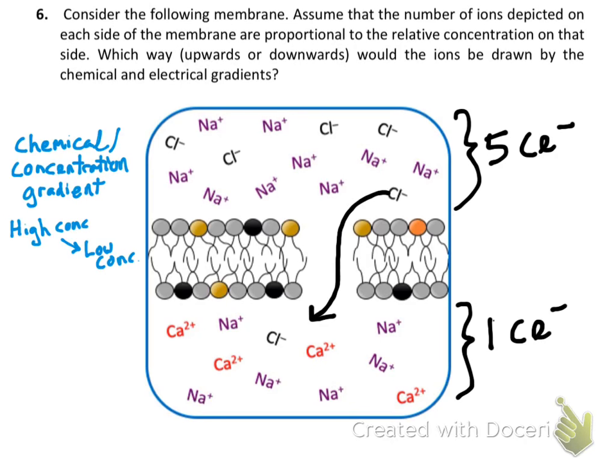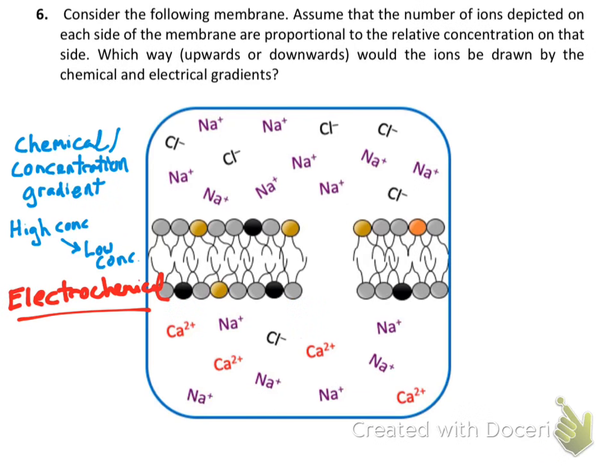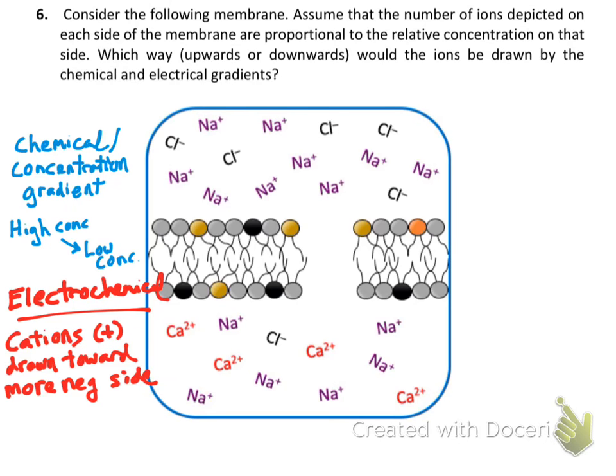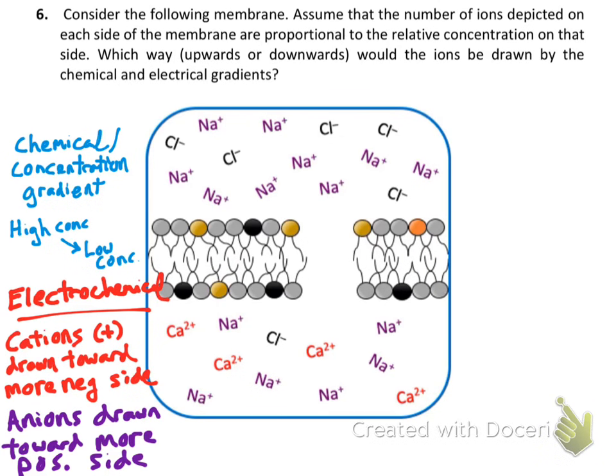Now let's do the electrochemical gradient. For electrochemical, cations are drawn toward the more negative side, or at least positive if there isn't a truly negative side. So basically the electrochemical gradient just states what we know about ions. Opposites attract. Negative charges go toward positive charges, positive charges go toward negative. So for anions, the anions are drawn toward the more positive side.